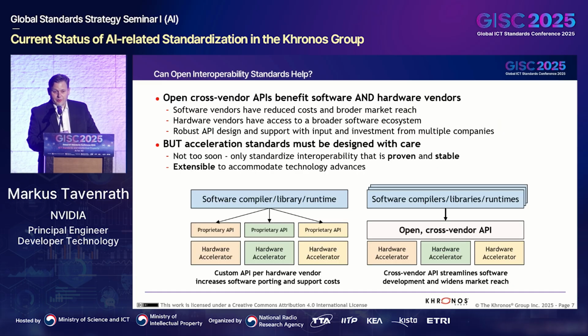So the question we have is, can open interoperability standards help with all those problems? And yes, open cross-vendor APIs benefit the software and the hardware vendors, and in the end, even the end users. As a software vendor, you have reduced costs deploying your software, because you don't have to think about so many different SDKs, you don't have to roll out testing, so you save on cost for testing, and people to run the tests and evaluate the tests. Also, you have a way broader market reach.